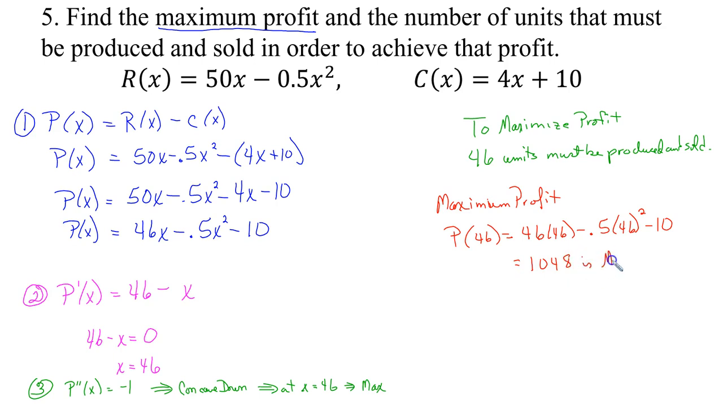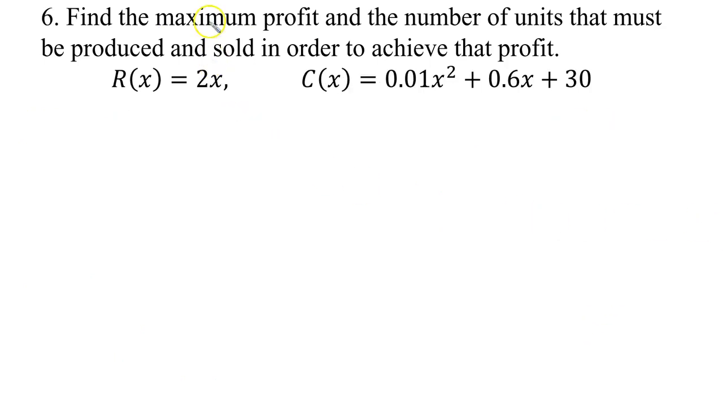So this is the maximum profit, and it is realized when 46 units are sold. Okay, all right. Same song, second verse: find maximum profit and the number of units that must be produced and sold in order to achieve that profit. So a little bit different functions here, but we're going to go through this same process again. Step 1 is we need to find the profit function.